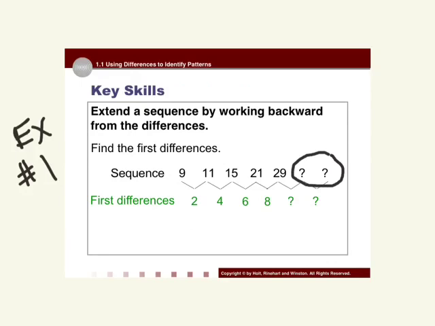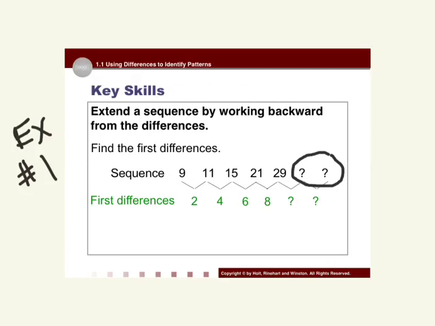Now, some of you may be able to just look at this sequence and say, oh, there's the pattern. Here's the next two numbers. But for some of you, it may not come that easy. So what we're going to do is give you a mathematical way of searching for the pattern. And that mathematical way is by looking at what we call the differences.